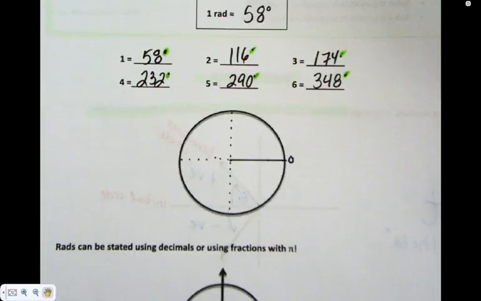And with a partner, so you can either find someone around the room or turn and talk, whatever you prefer, I want you to draw me the lines that represent 1 radian, 2, 3, 4, 5, 6 rads. I guess that would be 6 lines.